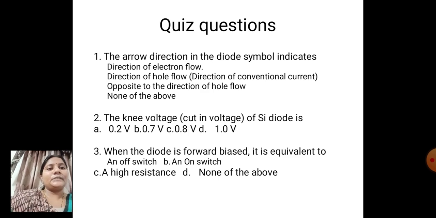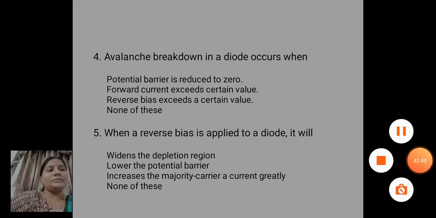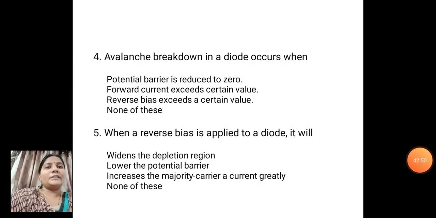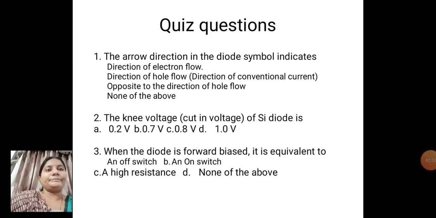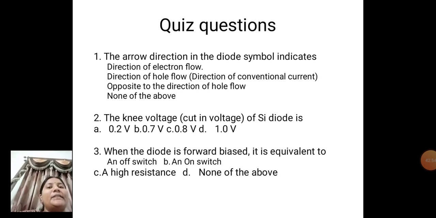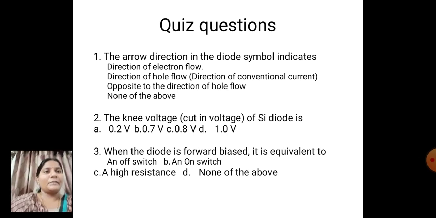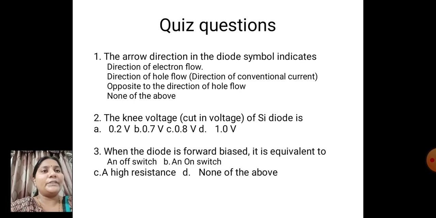Now I want to conclude this session with some quiz questions, right? So what we have discussed in this class: PN junction diode with forward bias, PN junction diode with reverse bias condition, and input output characteristics or voltage current characteristics of PN junction diode. We discussed the ideal diode, and we also compared the ideal diode with the practical diode, right?